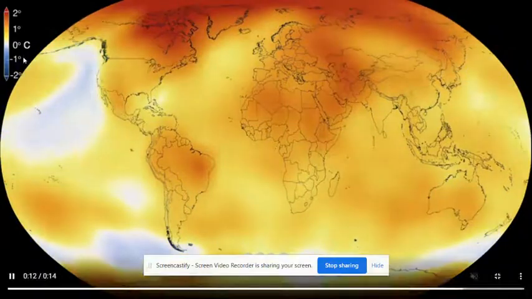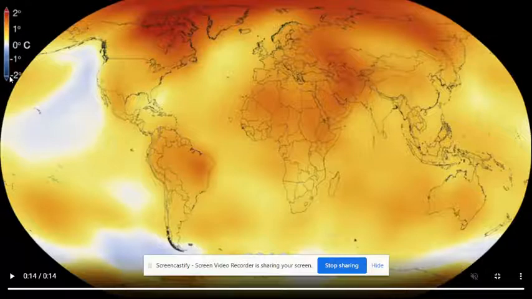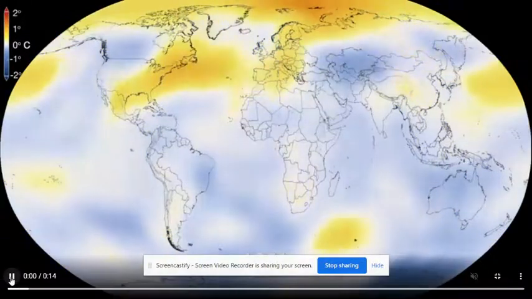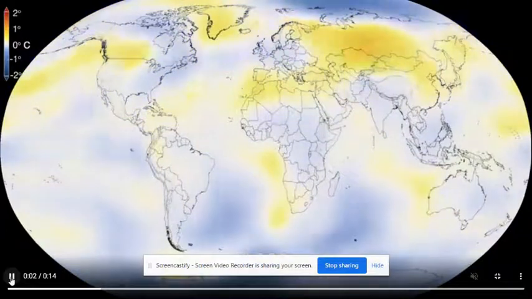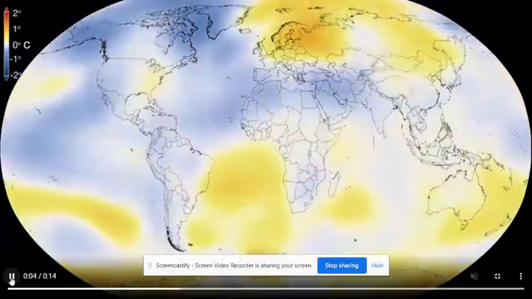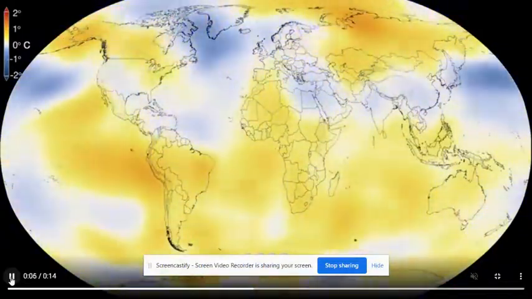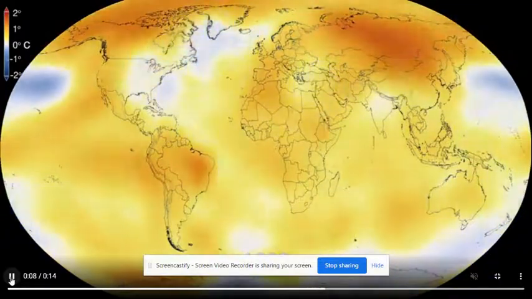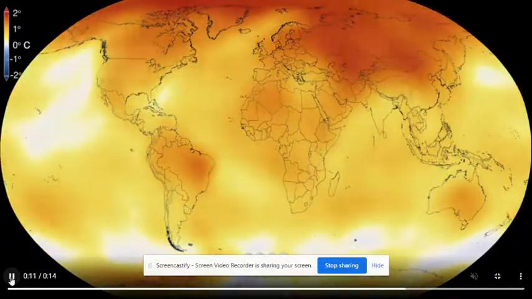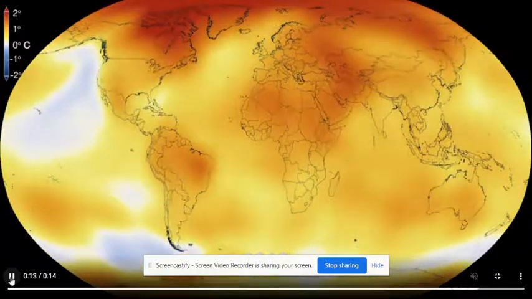You can see the key in the corner where blue would be cooler, and it goes white, yellow, orange, red would be warmer. So I'm going to play that again. So it starts off a lot of blue, some yellows, a lot more yellows, some oranges, definitely a lot more yellow and a lot more oranges, and then a lot of places kind of ending up in red.